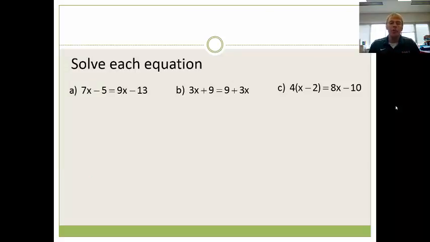So here are a couple of equations to practice on. You're going to end up with either one, no, or infinite solutions when you try these equations. So go ahead, pause the video, and try these now.